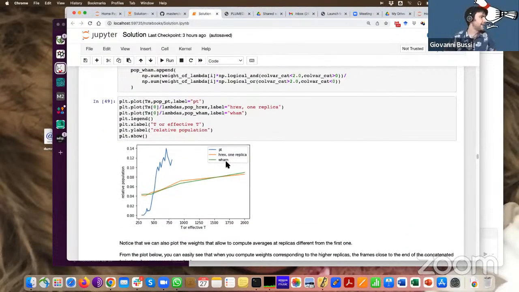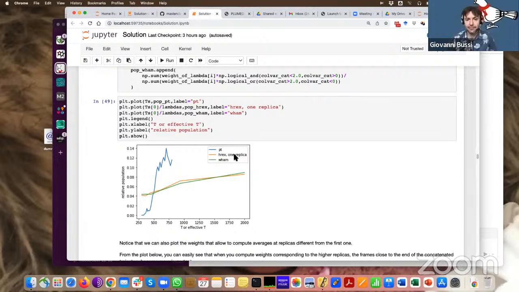And here I can do the same analysis for computing the population as a function of the effective temperature. And I get actually a very similar result with the WAM, with respect to using just a single replica one by one.